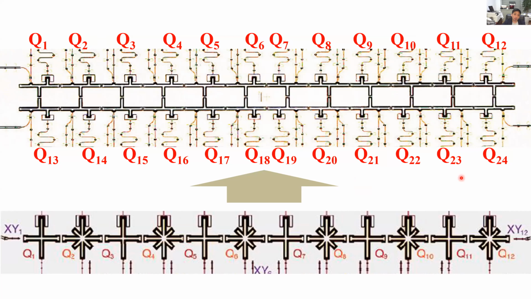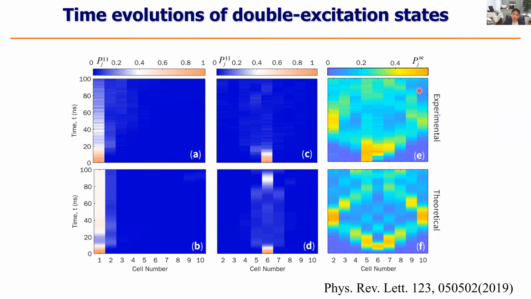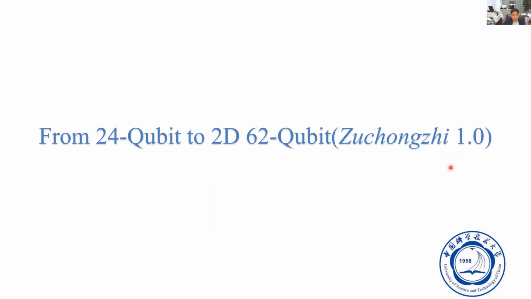So in the 2D ladder structure, because we also improved the control precision a little bit, we can demonstrate a good quantum simulation result, and that works well. You can see the experiment result and this is the theoretical result. In fact, they coincide with each other quite well.